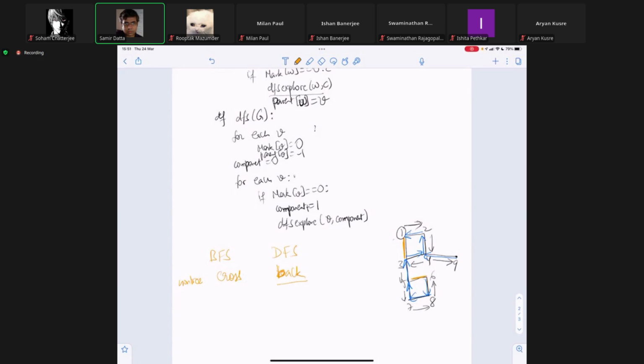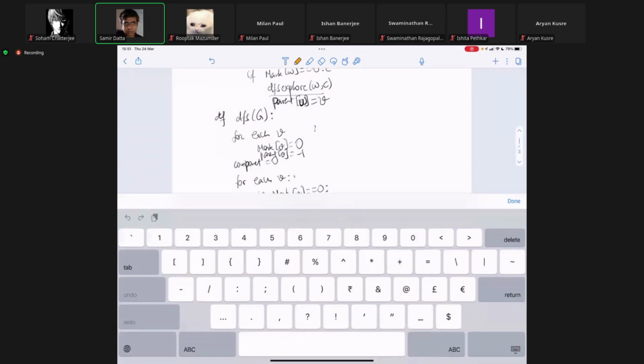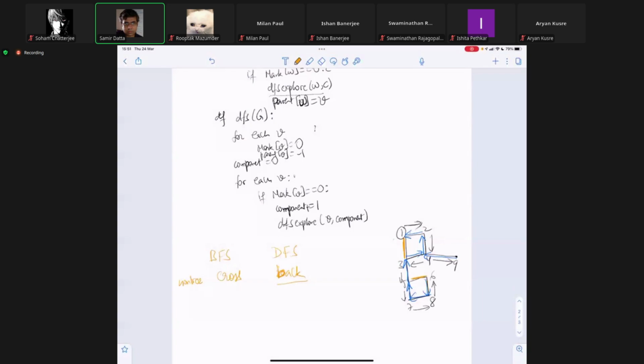Why are there no cross edges? Suppose there were a cross edge like, so why can't there be an edge like this? Here 6 and 9 are not ancestor-descendant of each other, correct? They are on different branches. So why can't there be an edge between them? Anybody?